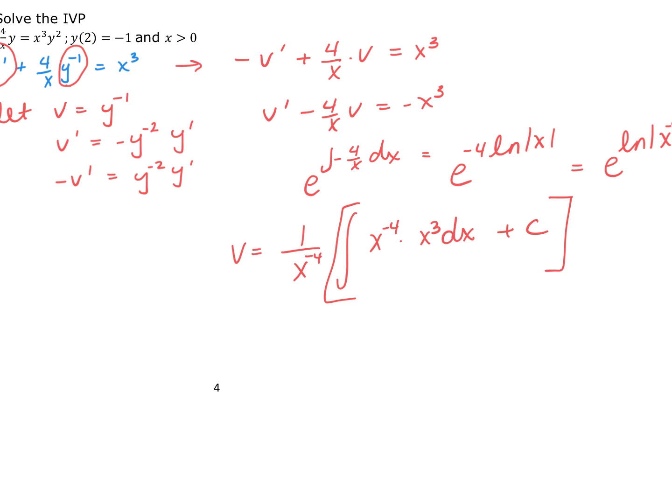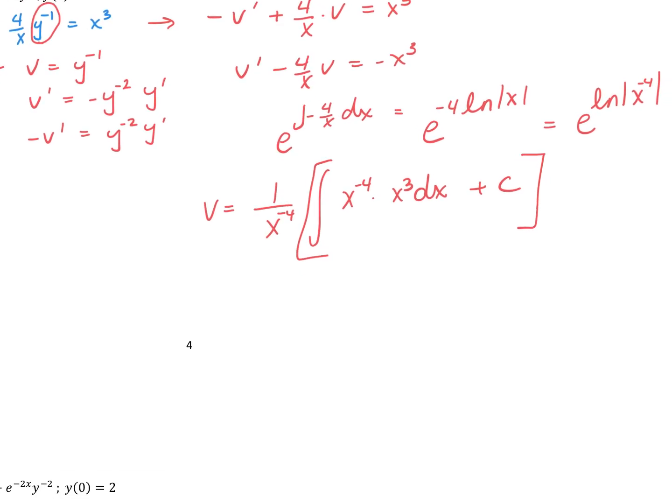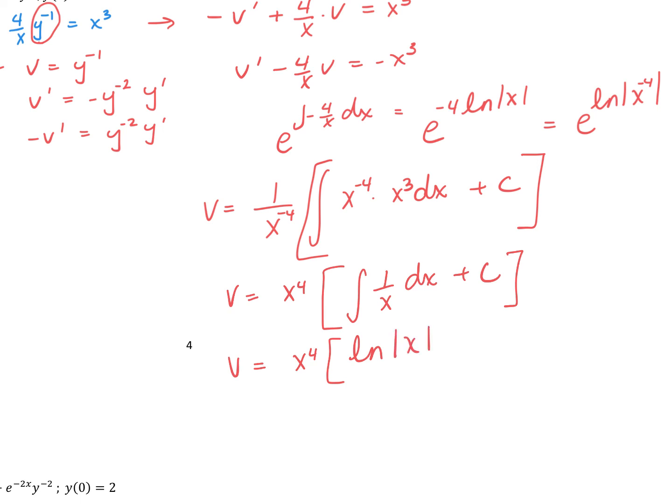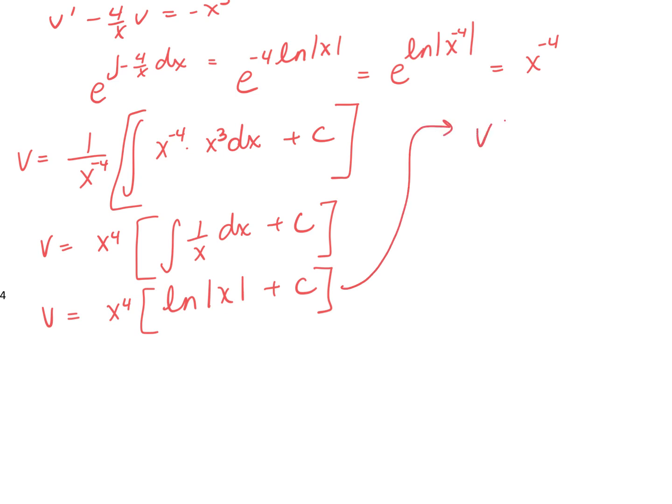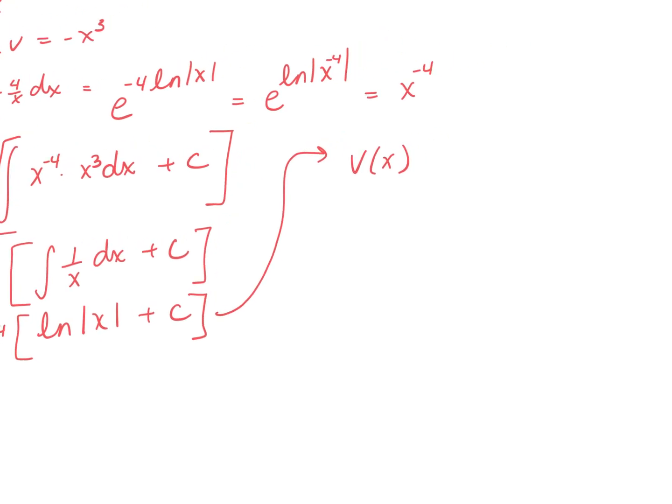Don't forget this is all of that. And so I end up with v is equal to x to the 4th, and then inside I have the integration of 1 over x dx plus c. So v is equal to x to the 4th, the natural log of the absolute value of x plus c. So then I have v of x is equal to x to the 4th, the natural log of the absolute value of x, plus x to the 4th times c.